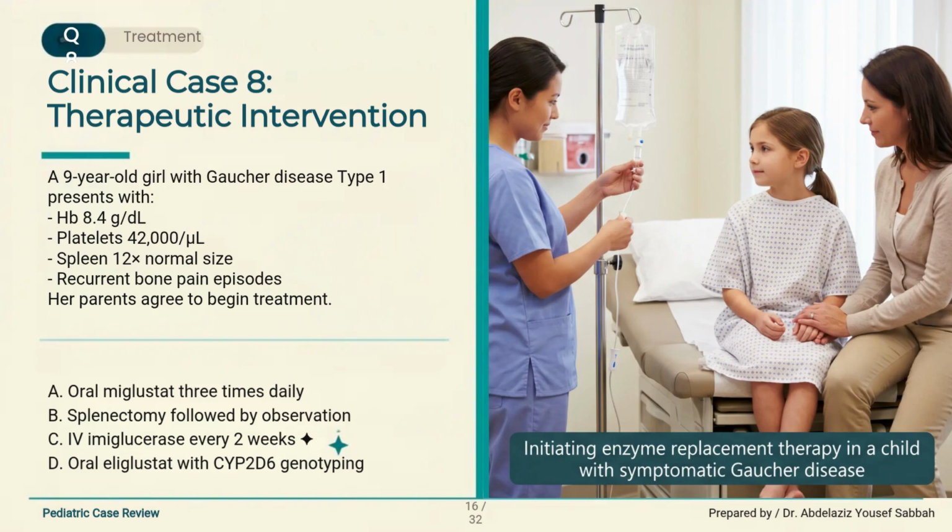Clinical Case 8. A 9-year-old girl with Gaucher disease type 1 presents with a hemoglobin of 8.4 grams per deciliter, platelets of 42,000 per microliter, a spleen 12 times the normal size, and recurrent bone pain episodes. Her parents agree to begin treatment. What is the recommended first-line treatment? Option A, oral miglustat 3 times daily. Option B, splenectomy followed by observation. Option C, intravenous imiglucerase every 2 weeks. Option D, oral eliglustat with CYP2D6 genotyping.